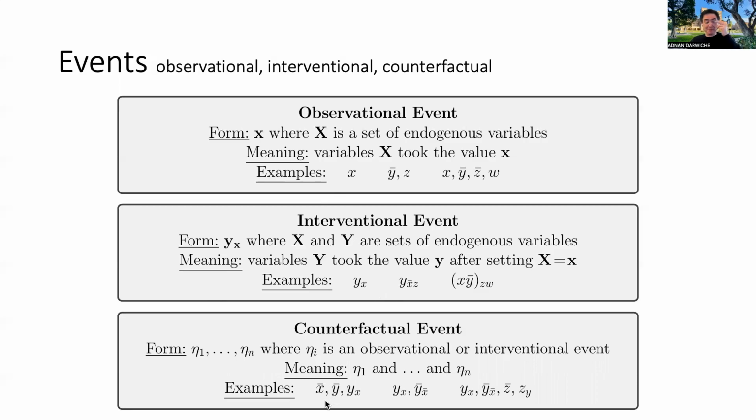Let's look at concrete examples. So what happened here? This is an observational event, or you can look at the whole thing as an observational event and an interventional event, and I put them together. I said this and this and this. So I'm telling you, X is false, Y is false, and Y would be true if I were to set X to true. That's a counterfactual event.